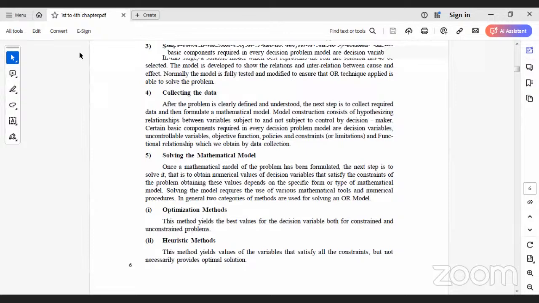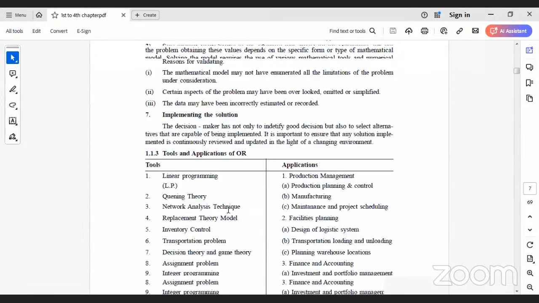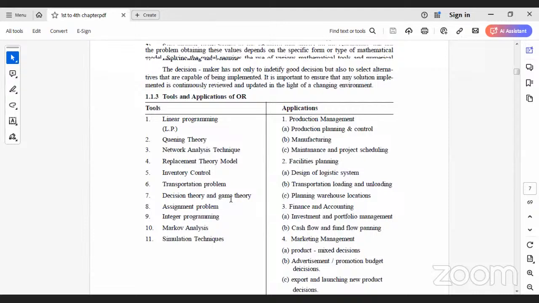Then solving the mathematical model. Once a mathematical model of the problem has been formulated, the next step is to solve it, that is, to obtain numerical values of the decision variables so as to satisfy the conditions of the problem. Here we specify the type of mathematical model. The model requires various mathematical models such as the OR model. Optimization methods, constrained and unconstrained methods, we are taking here.